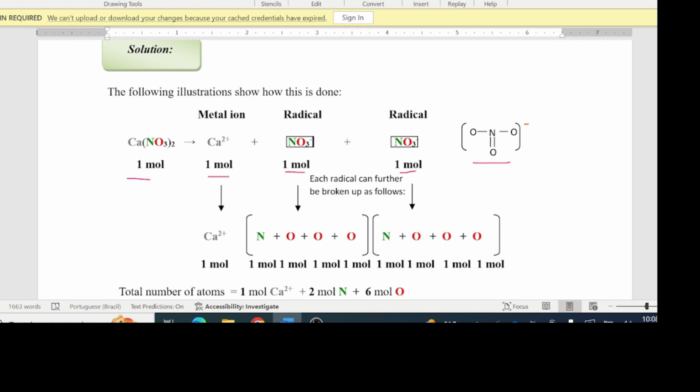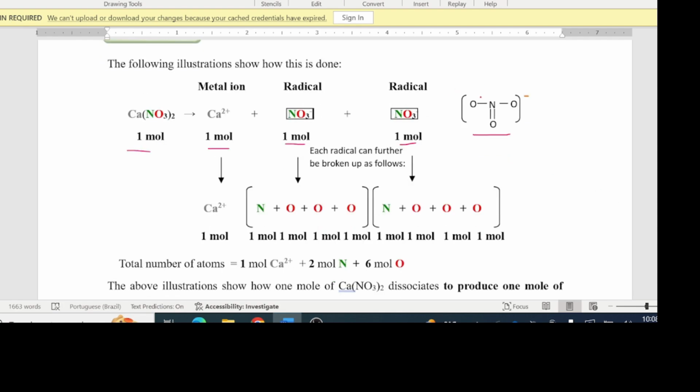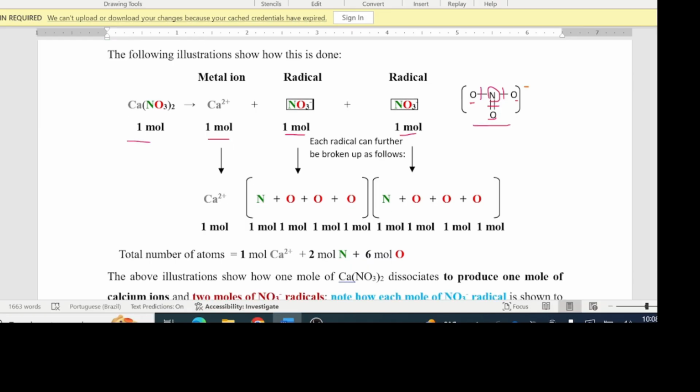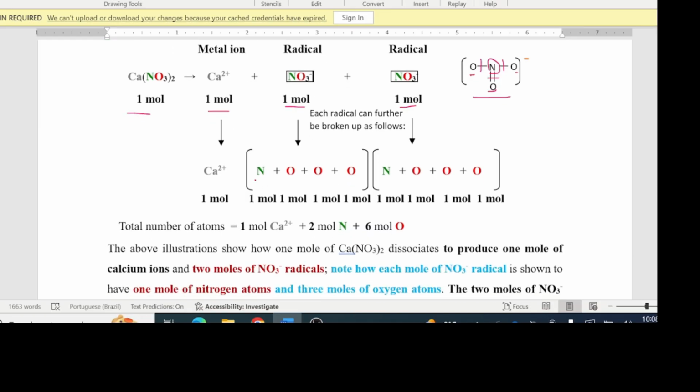Now if someone were to chop these up, decompose this radical there, chop it up, what would you end up with for each? Like if you do that there, what will you end up with? You'll end up with nitrogen here, and you'll end up with 3 oxygen. This one, and that one. Okay? So that's what we're doing here now, to see how many individual atoms are there. So this guy can be broken up into nitrogen and 3 oxygen here. This one here, this other nitrogen here, and 3 oxygens here.